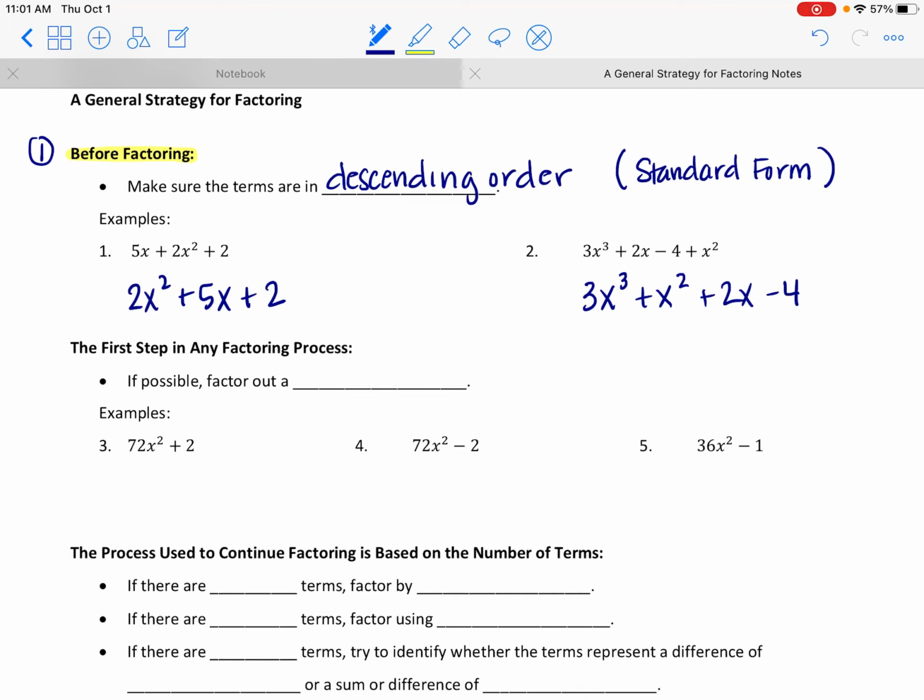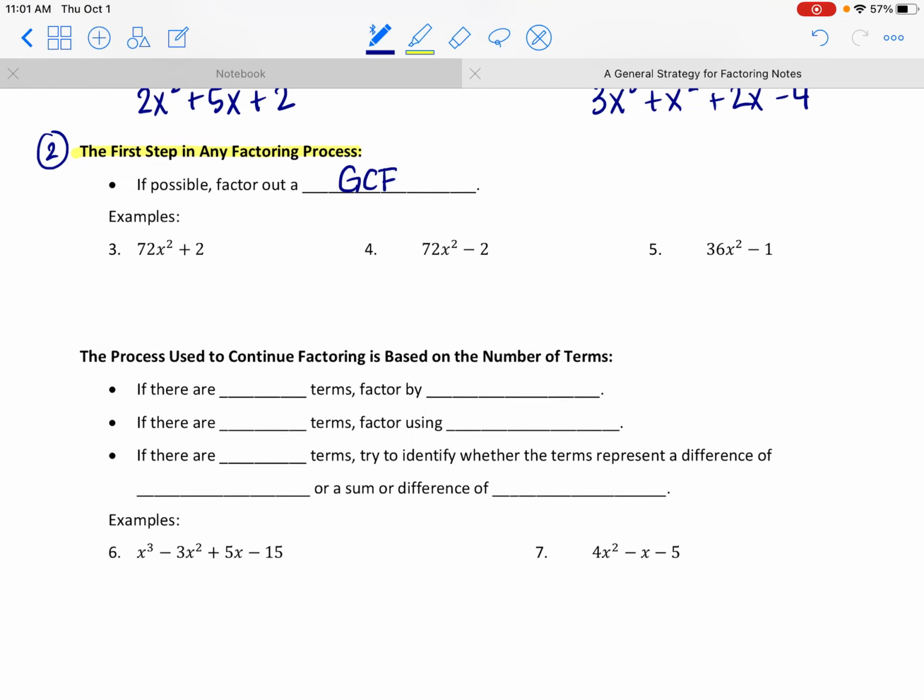Okay, now, once we start factoring, the first step, no matter what process we will apply afterward, is, if it's possible, to factor out a GCF. If it's possible to take out a GCF, we want to do that before we attempt anything else. So for number 3, 72x squared plus 2, those two have a 2 in common, and so that 2 should be factored out as a GCF. So the GCF of 2 gets factored out, and that leaves us 36x squared plus 1. And that would be all that we could do with that problem.